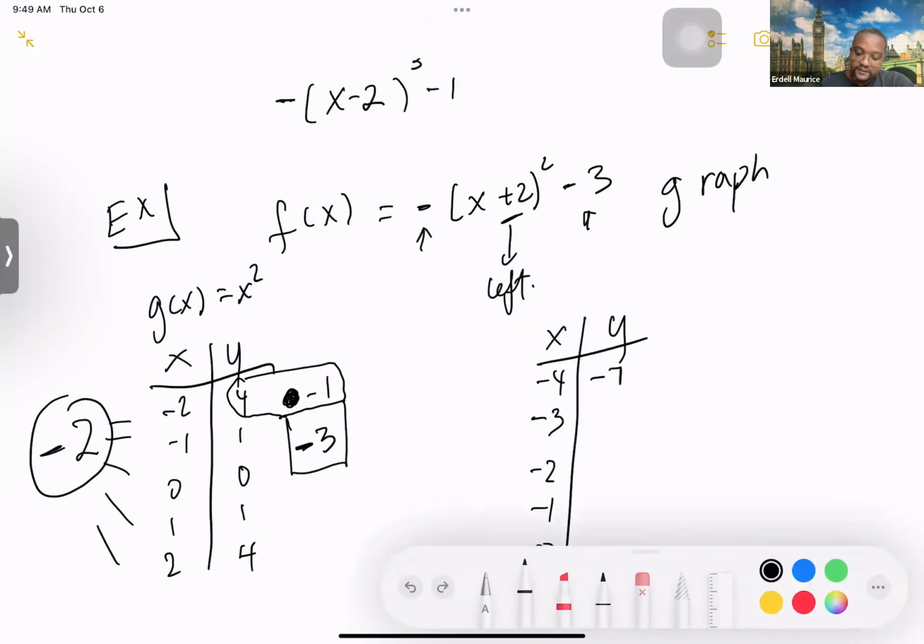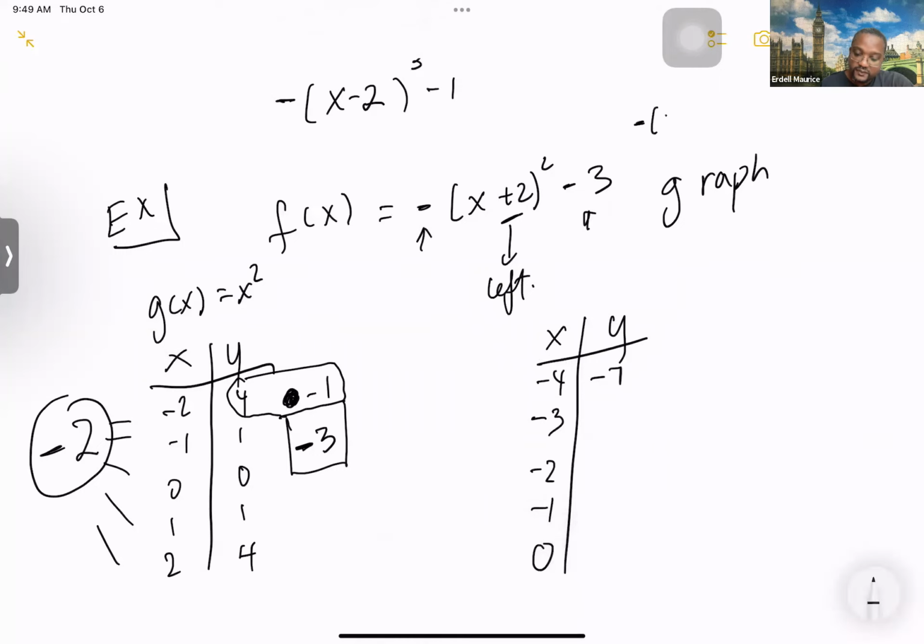If I plug in 4 right here, that's going to be -4 plus 2 squared minus 3. That's going to be -6 squared. Something is wrong. Oh, I'm plugging in not negative. Yeah, it was -4. Subtract 2. Why is it getting -7? Plus 2, so I'm going to the left 2. That should give me the same answer. 4 times 2 is 6. 6 squared is 36.